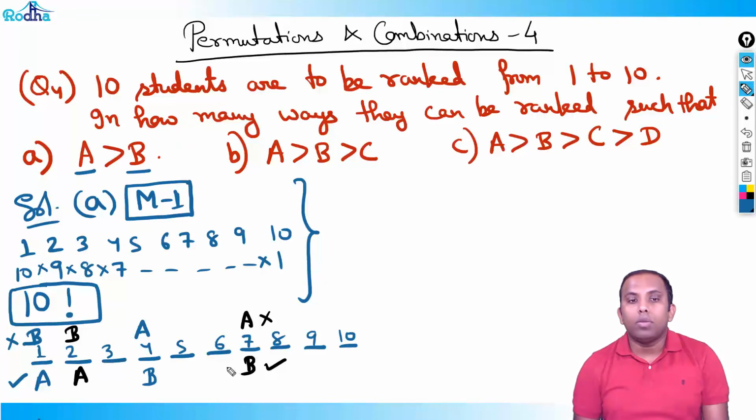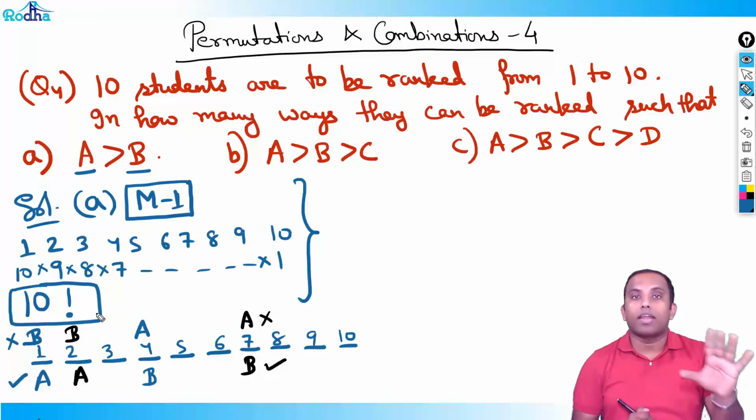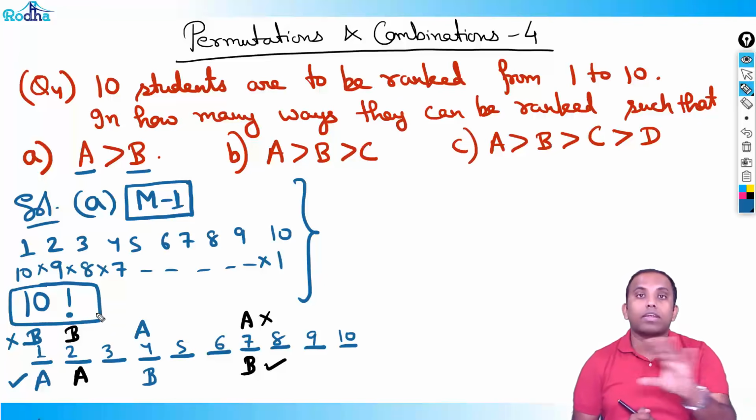So at every 2 places, one time A will be at first and B will be at second, and another time B will be at the same first and A will be at the same second. Of those 2 cases I have to take only one, because in the second case B is at a greater rank than A. I don't have to take that case, right?